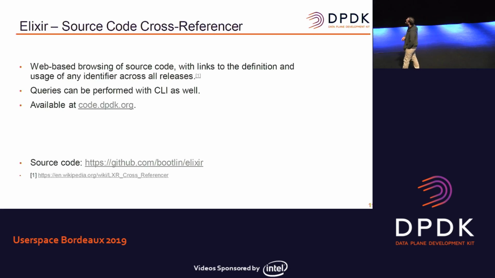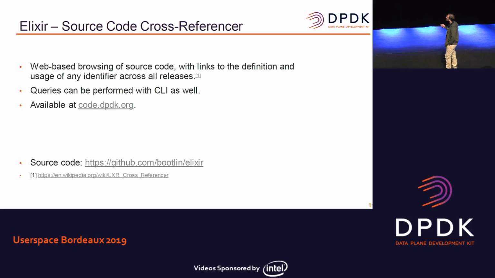Elixir is another tool that we started using a few weeks ago. Elixir is a source code cross-referencer. It provides web-based browsing of source code, of course with links to the definitions and identifiers across all files and releases. And it does that with Exuberant Ctags. You can also perform queries with the command line as well. Our Elixir is available on code.dpdk.org. It's also available on elixir.dpdk.org.